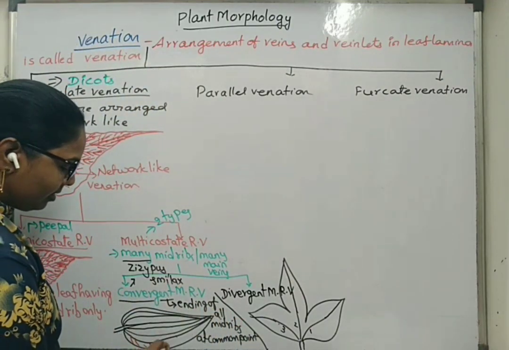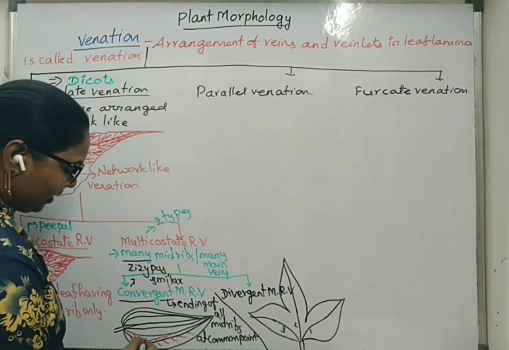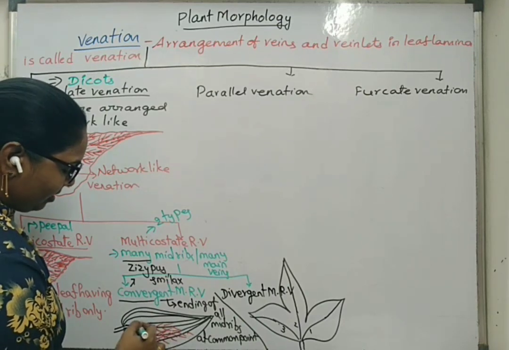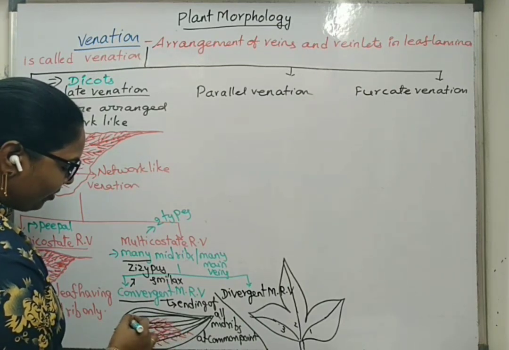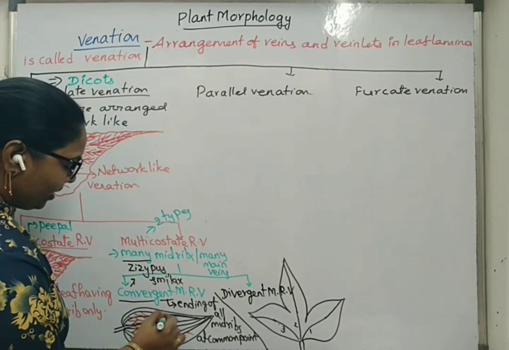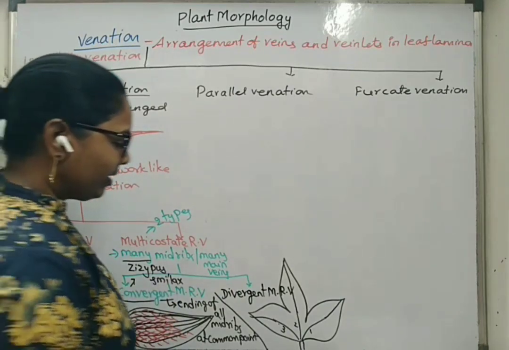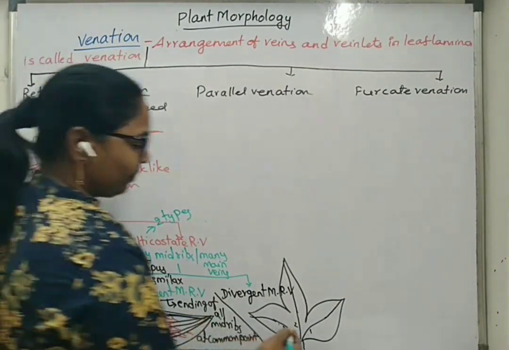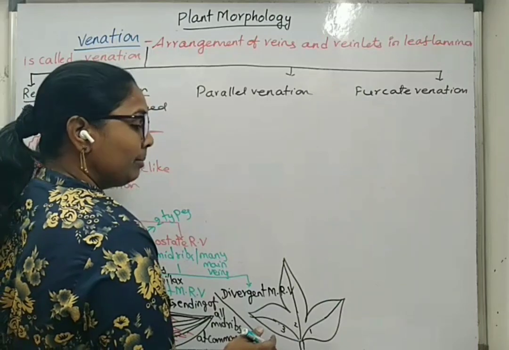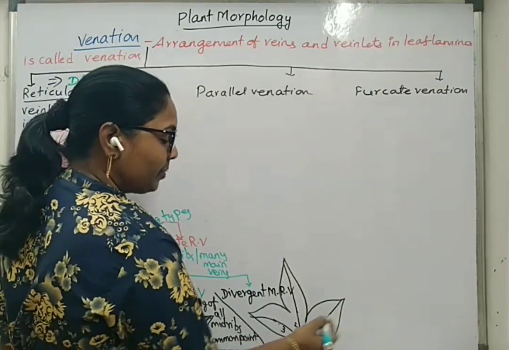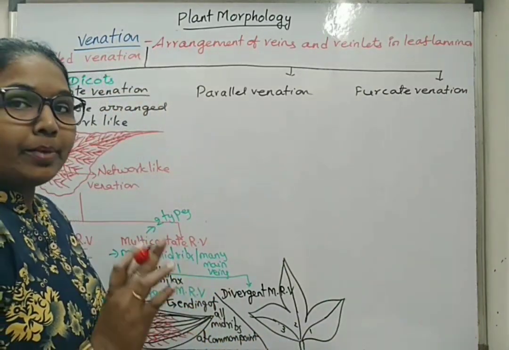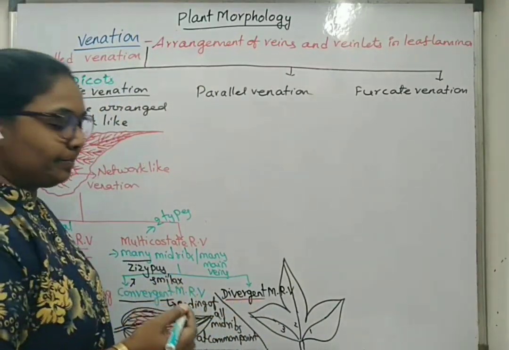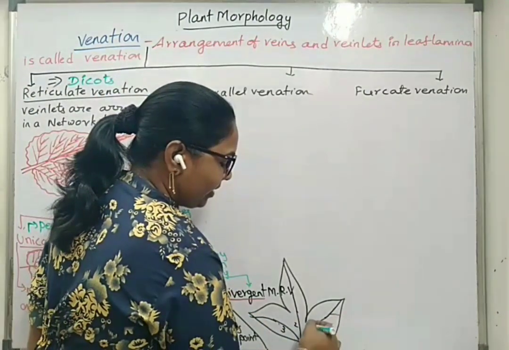Here we can see reticulate venation only, like a network like. But here the counting of number of midribs is important. So I did not mention initially the network like midribs. So here there are 6 number of midribs, but all joined at one common place. Here, in case of divergent type of multicostate reticulate venation, midribs have been diverted to different directions, but they did not join at one common place. So we are giving a term like divergent. So this is also reticulate venation only.